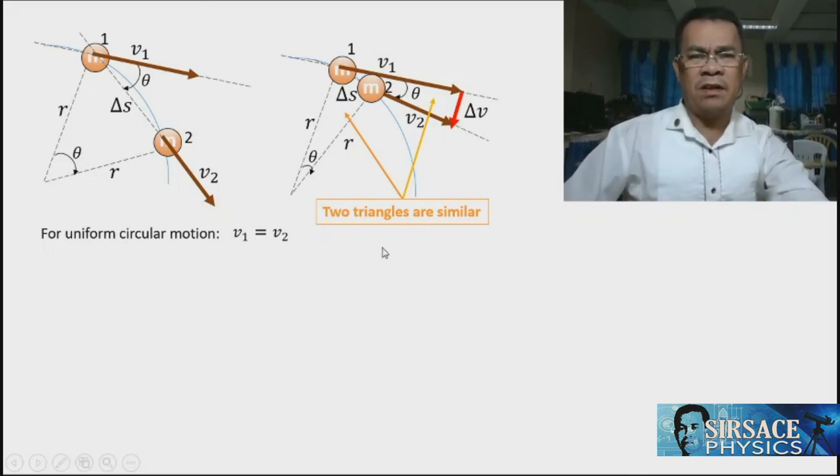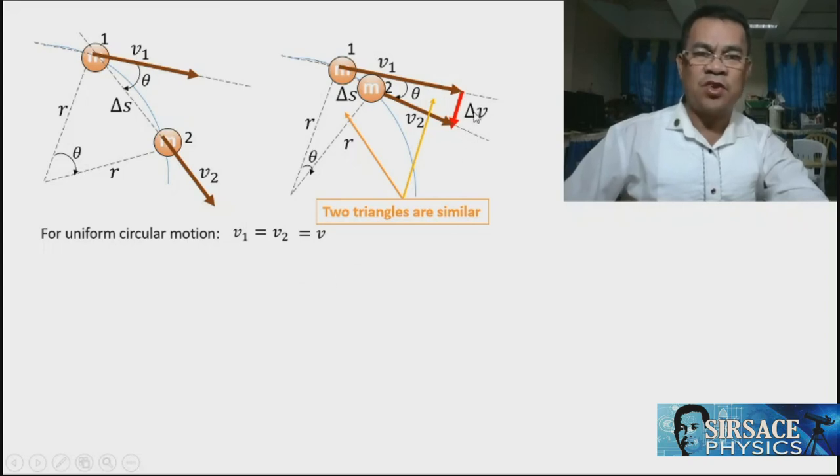Okay, what is the meaning of similar? They are similar because remember that this angle is the same as this angle. This one, R, is the same as the side. Now, what are V1 and V2? For a uniform circular motion, there is no change in magnitude. So, therefore, whatever velocity 1 is will be the same as velocity 2. So, V1 is equal to V2, meaning they are the same. In order to simplify, call it V. So, this is V and this is V, because they are the same.